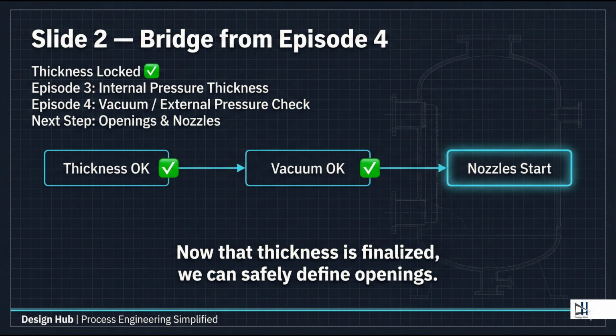In Episode 3, we finalize shell and head thickness for internal pressure. In Episode 4, we confirm vacuum stability and understood stiffening rings. Now we are ready for the next step. Because only after thickness is locked, we can define openings confidently, otherwise every nozzle detail will keep changing.